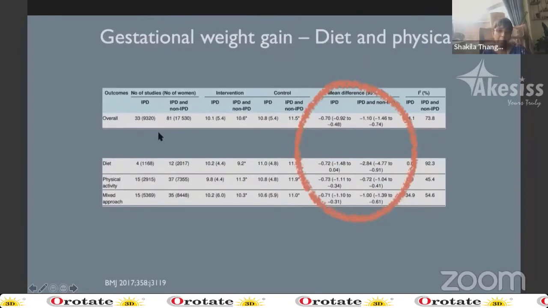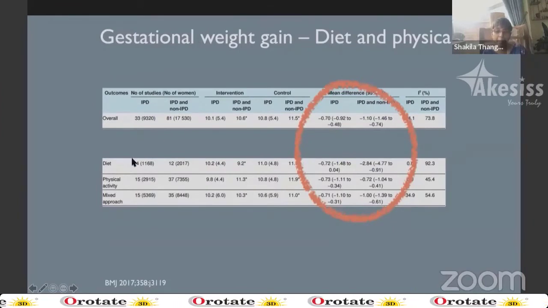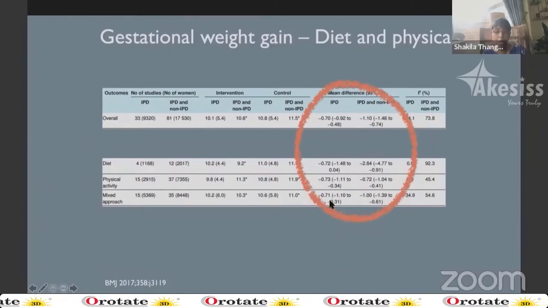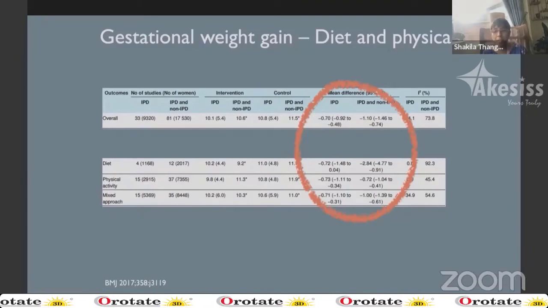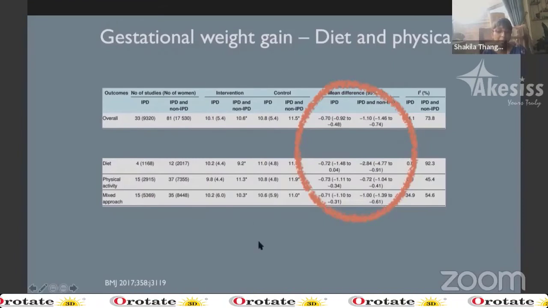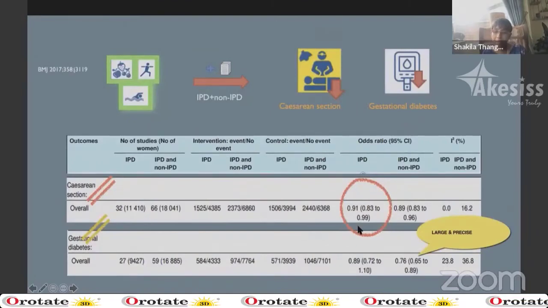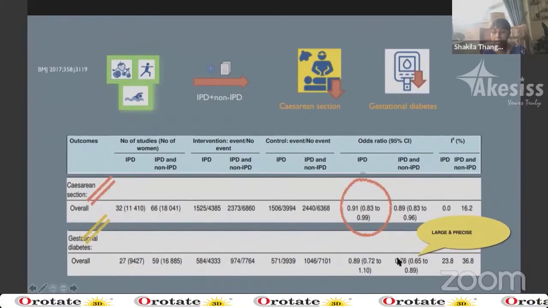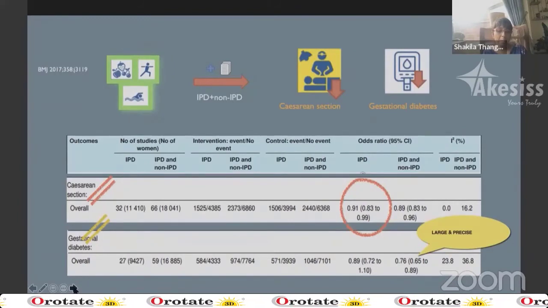So what did we find? We found that, yes, there is a significant reduction in weight gain in pregnancy, be it diet-only interventions, physical activity-only interventions, or a combination of diet and physical activity. It works. Whatever you do, trying to have a systematic approach does make a difference in reducing gestational weight gain in pregnancy. It also has a beneficial effect in reducing cesarean section. There's a 10% reduction in cesarean section. And we already looked at the massive reduction in gestational diabetes with the diet and physical activity-based interventions.